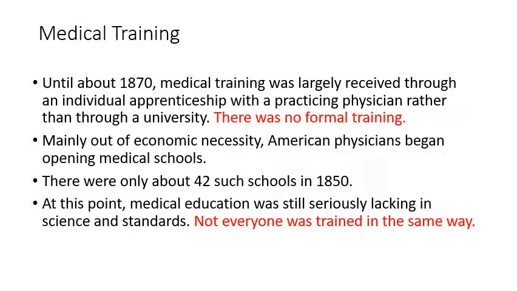So let's talk about the medical training during that time. Until about 1870, medical training was largely received through an individual apprenticeship with a practicing physician rather than through a university. So there was no formal training. Mainly out of economic necessity, American physicians began opening medical schools. There were only about 42 such schools in 1850. At this point, medical education was still seriously lacking in science and standards. Not everyone was trained in the same way. Not everyone understood science or had a high school degree.